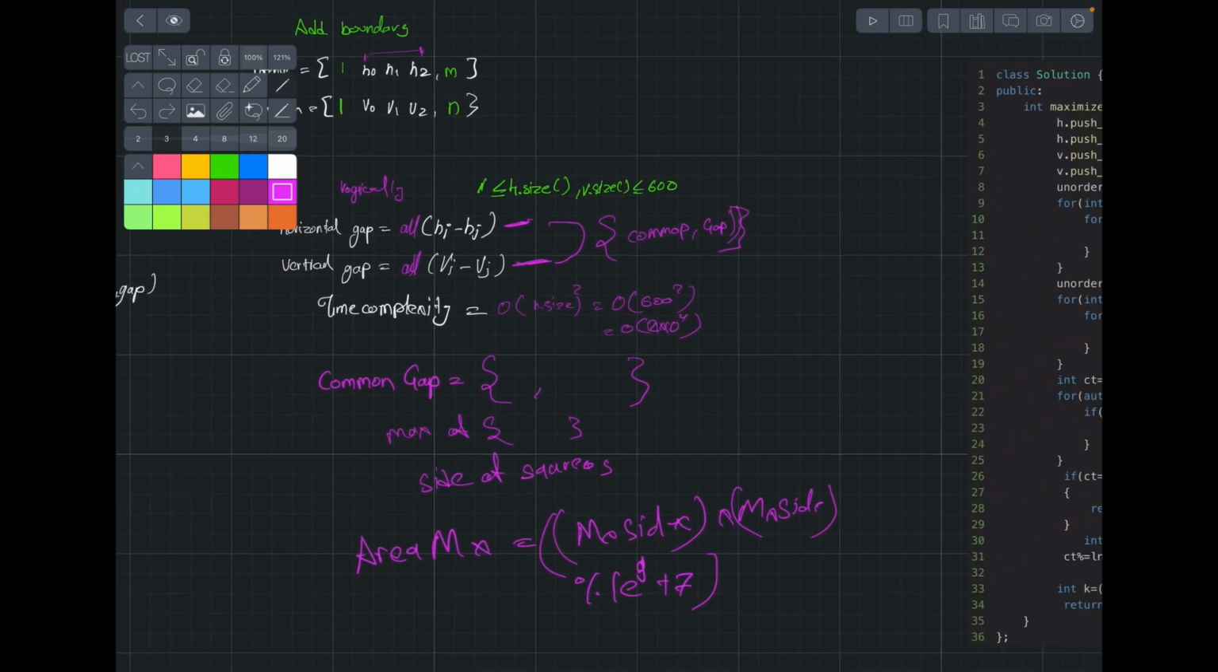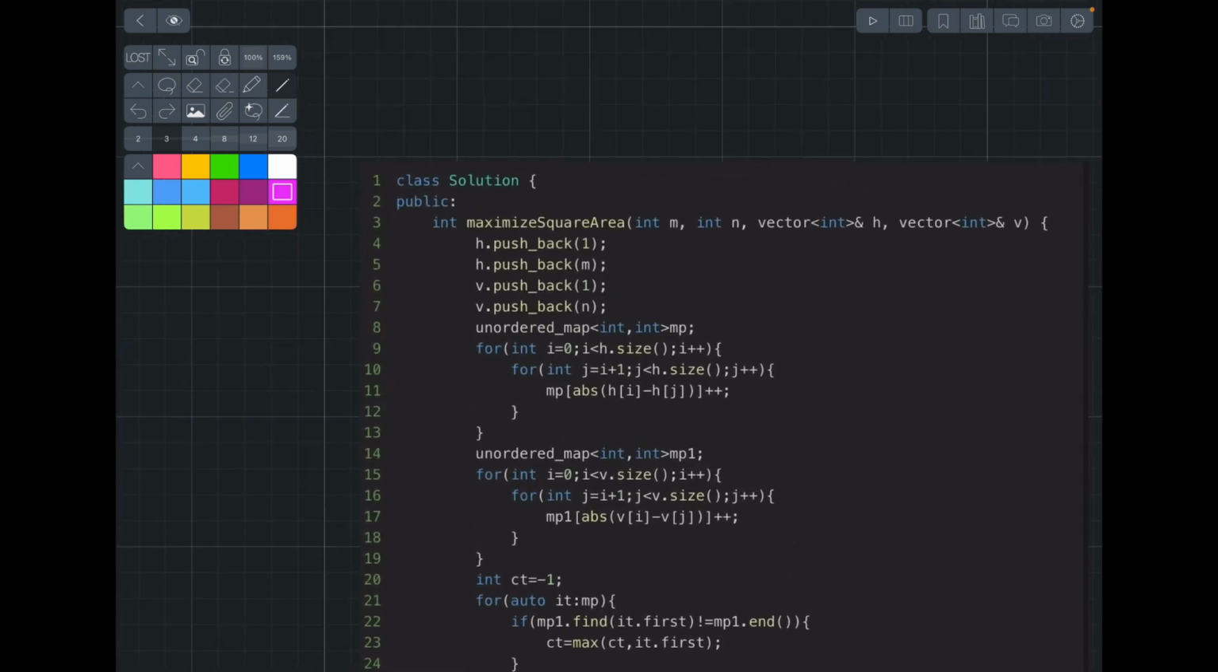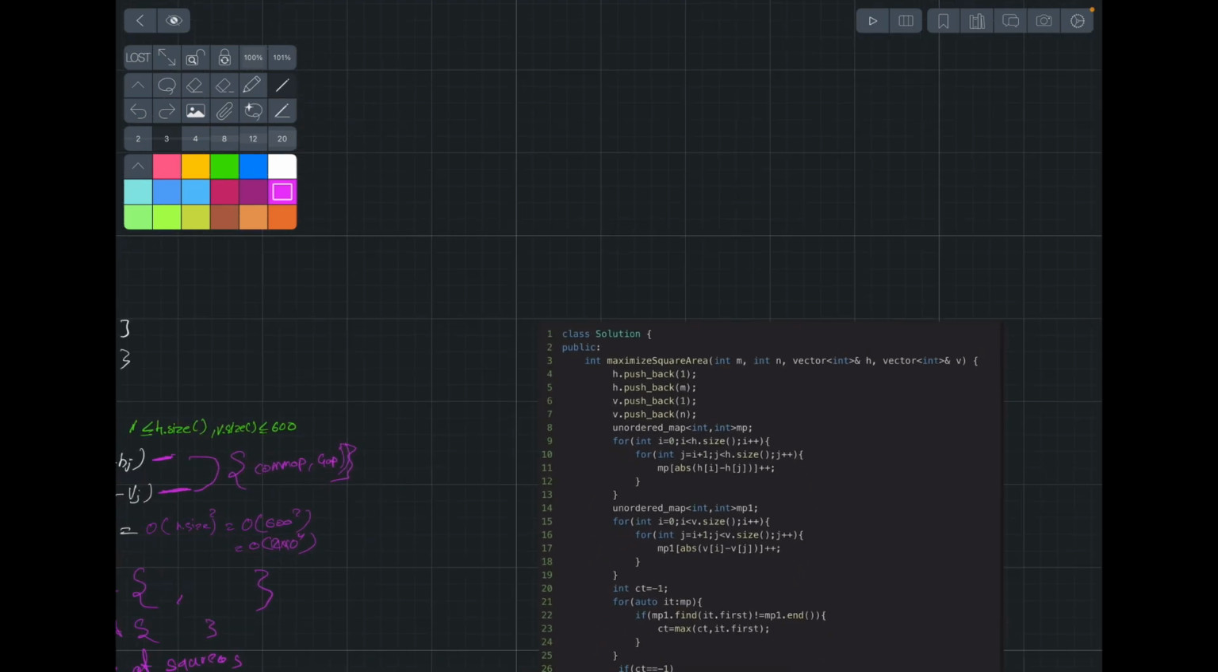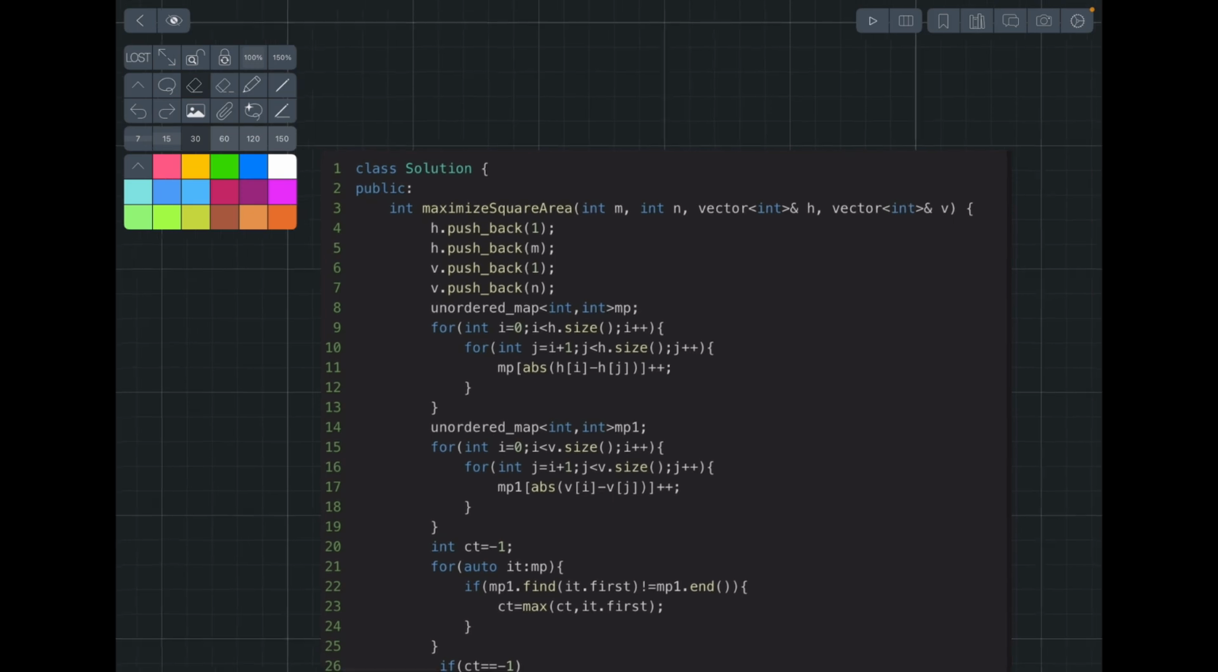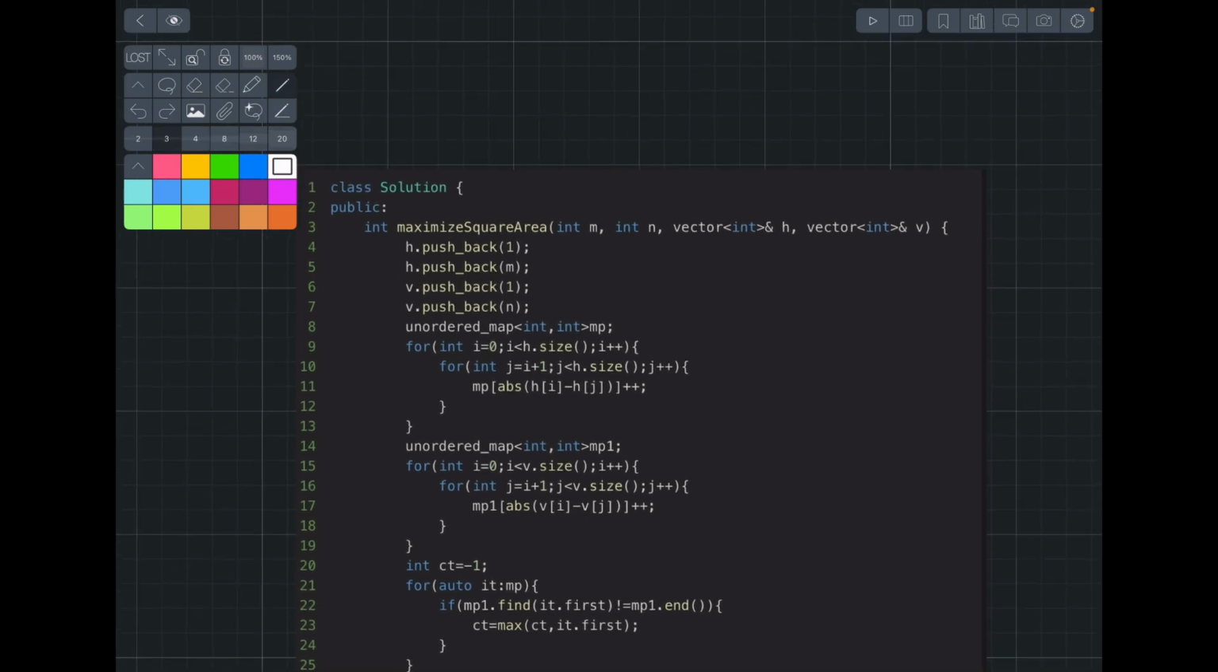Now let us see the code. We have first added the boundaries to the horizontals and verticals. Now we will see what the gaps are here. This one is the horizontal gaps, and this one is the vertical gaps.